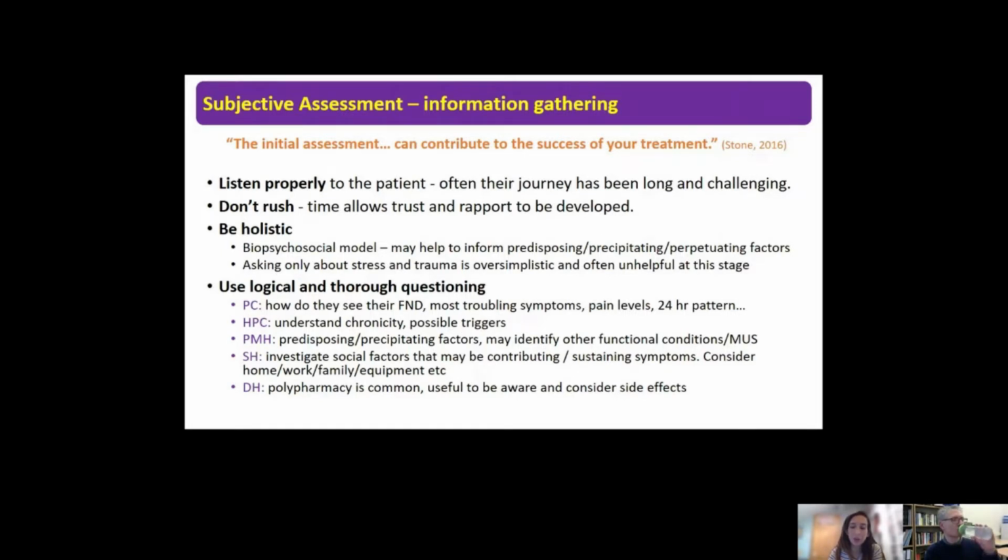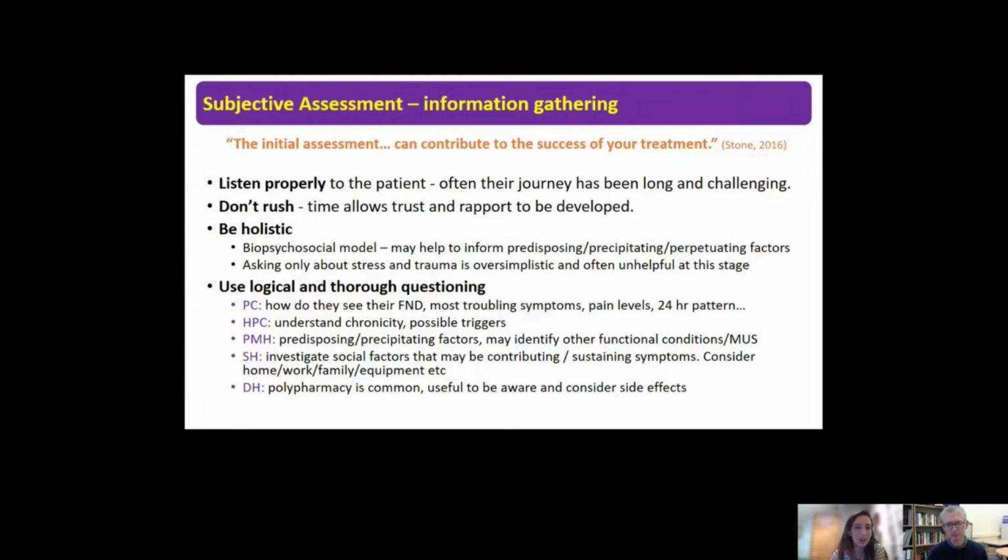And often it's not about us understanding the condition and how it's happened, but it really helps to facilitate the patient's understanding of how they've developed the symptoms. Asking purely about stress and trauma is oversimplistic and often unhelpful, and I think we've all heard stories of patients who've been wrongly assumed to be just dealing with stress, and that's why they've got FND. So I'd really encourage you to use logical and thorough questioning, and this might seem like teaching you to suck eggs, but it's the basics.